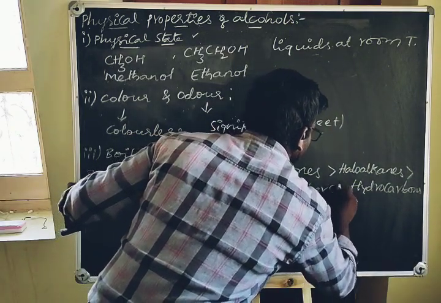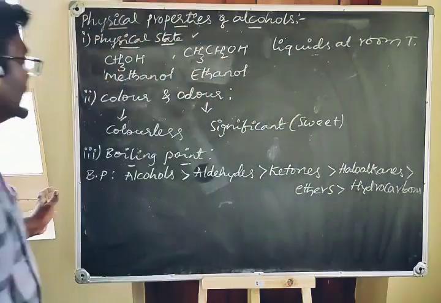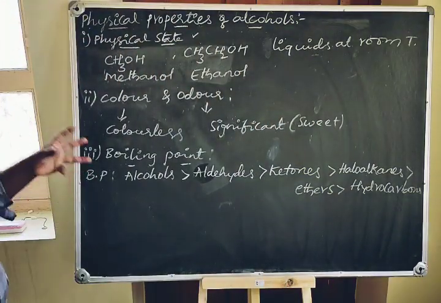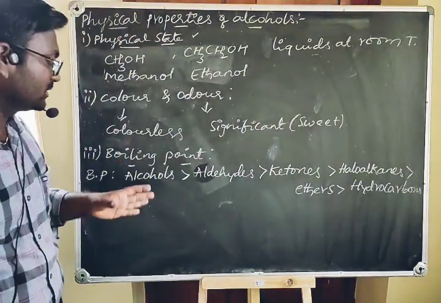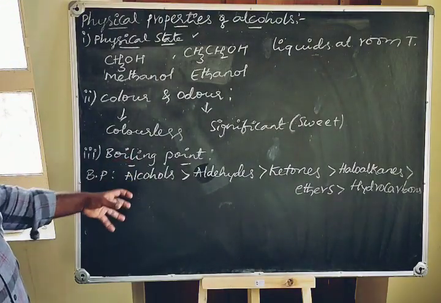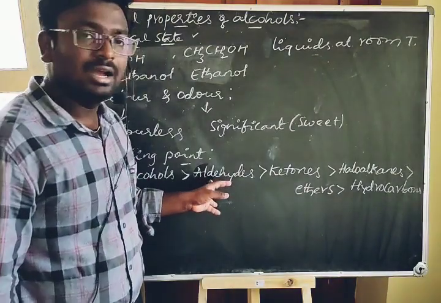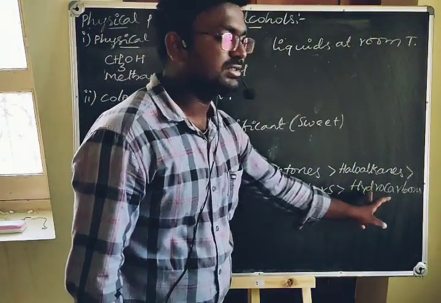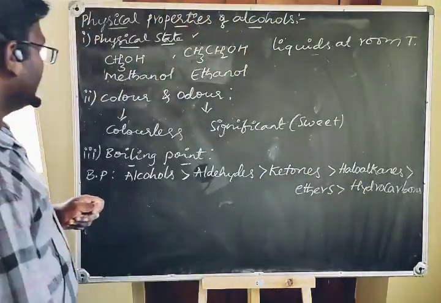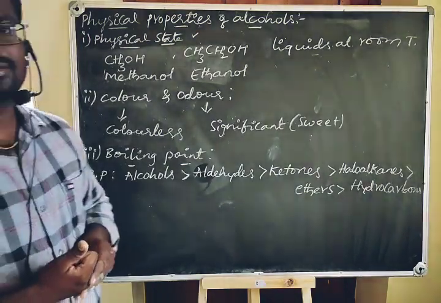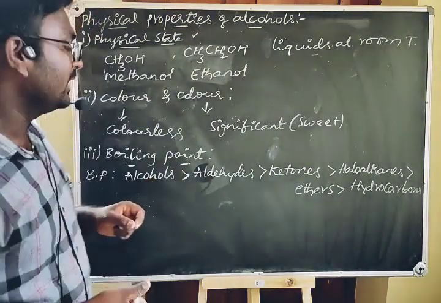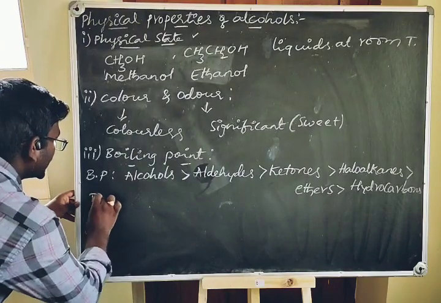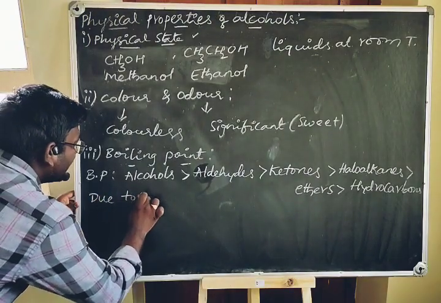Even ethers. Here you can see the order of boiling point of the alcohols. Alcohols have a high boiling point when compared to aldehydes, ketones, haloalkanes, ethers and hydrocarbons. Why is the boiling point of these alcohols high? It is due to the hydrogen bonding and its polarity.